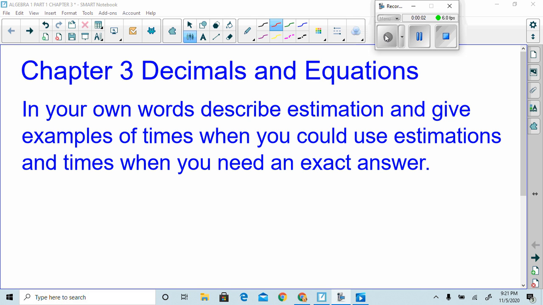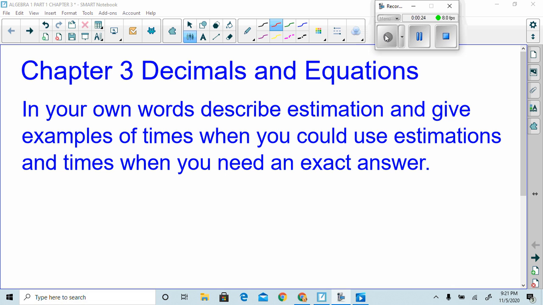Now in Chapter 3, we're going to be working with decimals and equations. Prior to this, we were working with whole numbers. Before we actually get to equations, we're first going to be talking about ways that we can estimate, because sometimes in real life we don't need an exact answer. We can just get a sort of a ballpark figure.